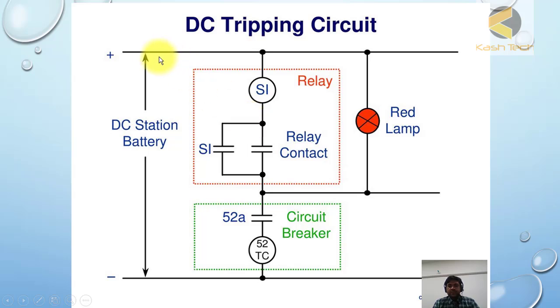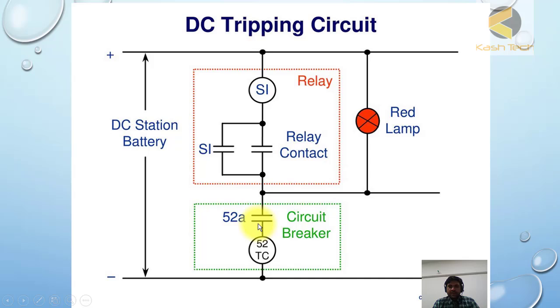And solid positive is distributed through a bus. Okay, then it's coming to the relay. Okay, relay, when it senses the fault, it will operate this contact, and then further this tripping contact will be closed. It's coming to here.